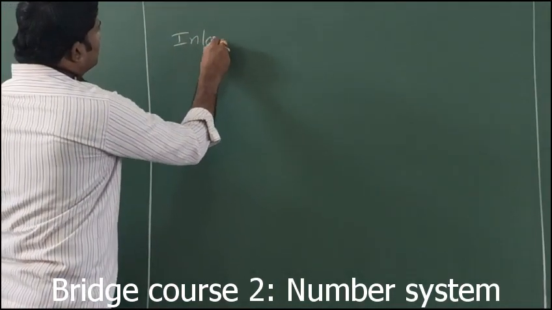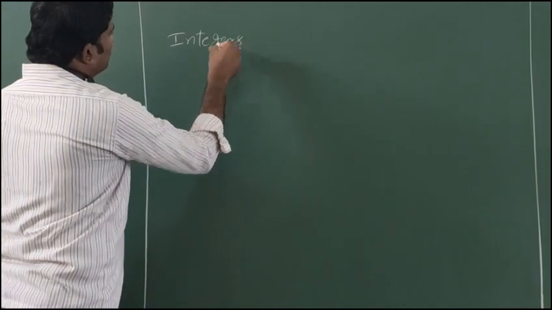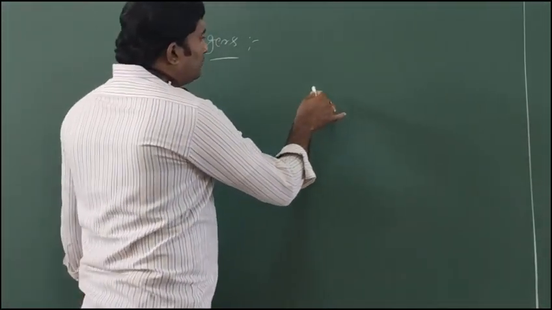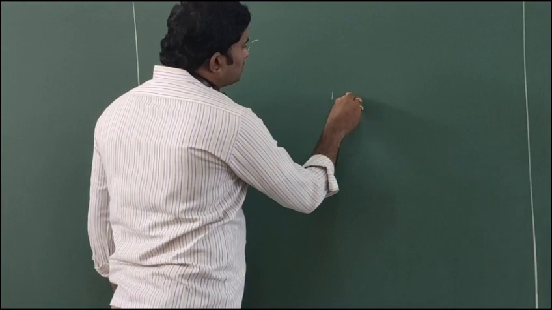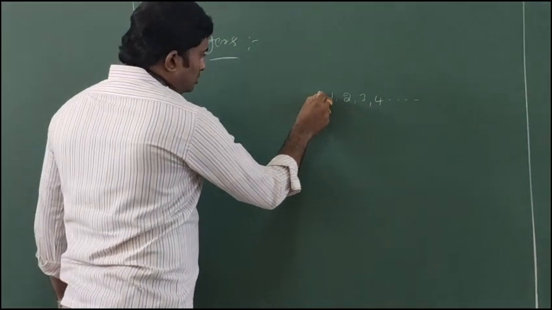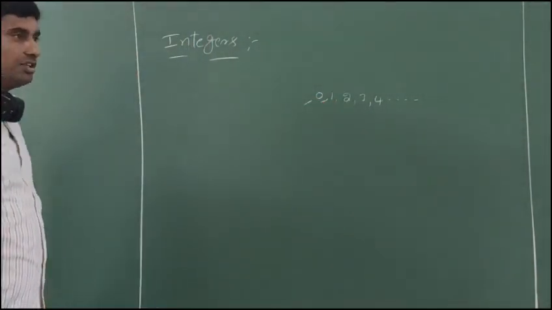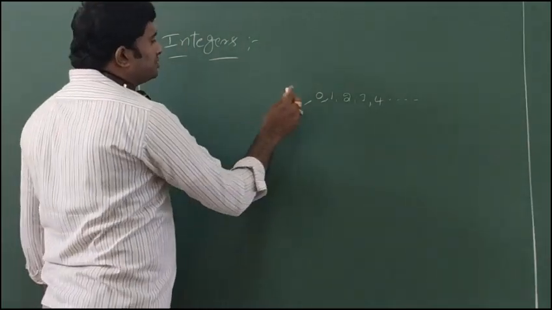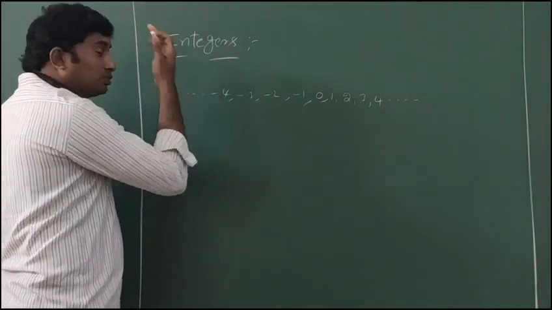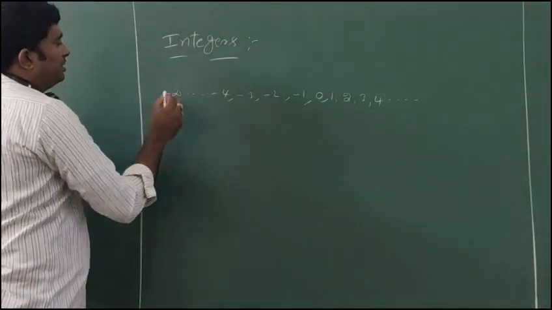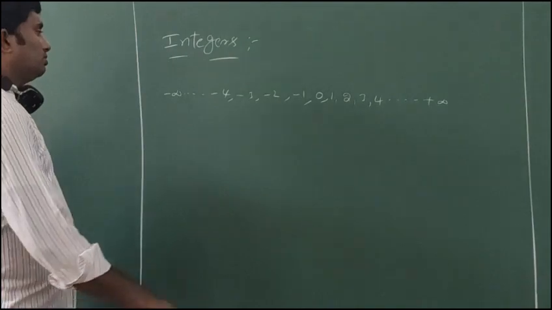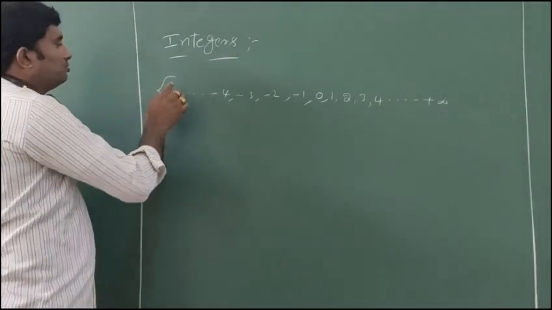The next set is integers. Integers are the collection of all naturals, that means 1, 2, 3, 4 and so on, including 0 and negative numbers, meaning minus 1, minus 2, minus 3, minus 4 and so on. Minus infinity on the left-hand side, plus infinity on the right-hand side. The collection of all these numbers is nothing but a set.